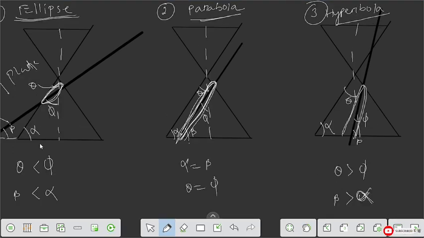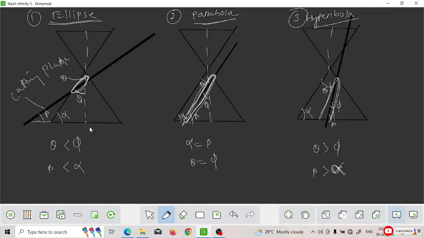This angle you have to remember. Beta is the angle between the base and the cutting plane, and alpha is the angle between the generators and the base, and theta is the semi-apex angle, which the generators make with the axis, here the axis. Okay, and phi is the angle between the cutting plane and the axis. Okay, the curve after cutting, you can just see.